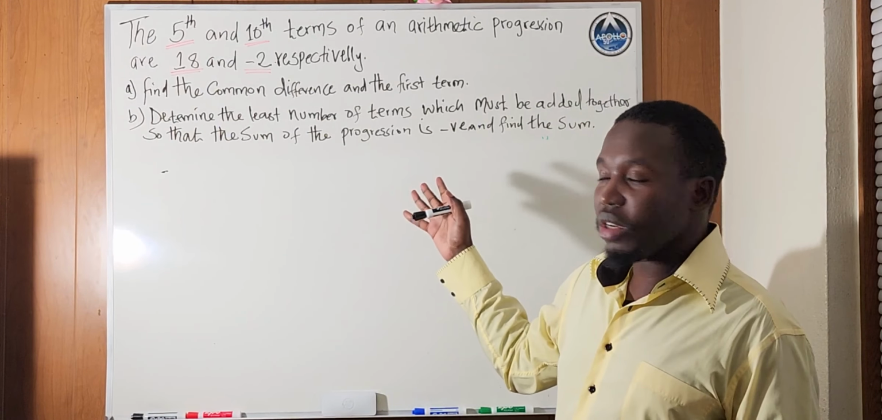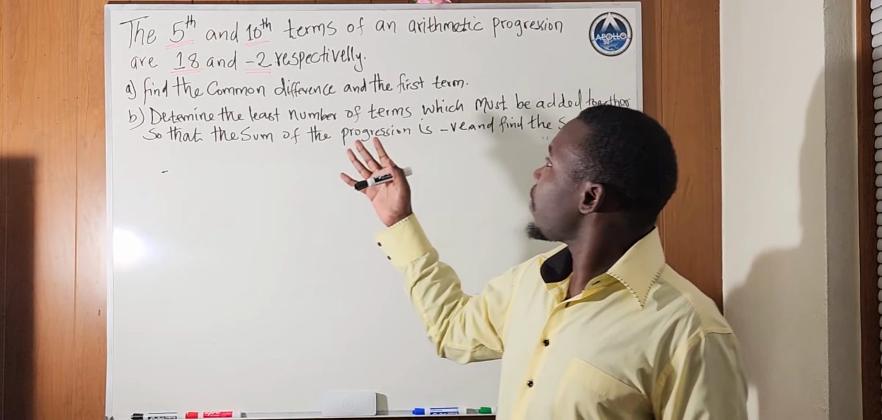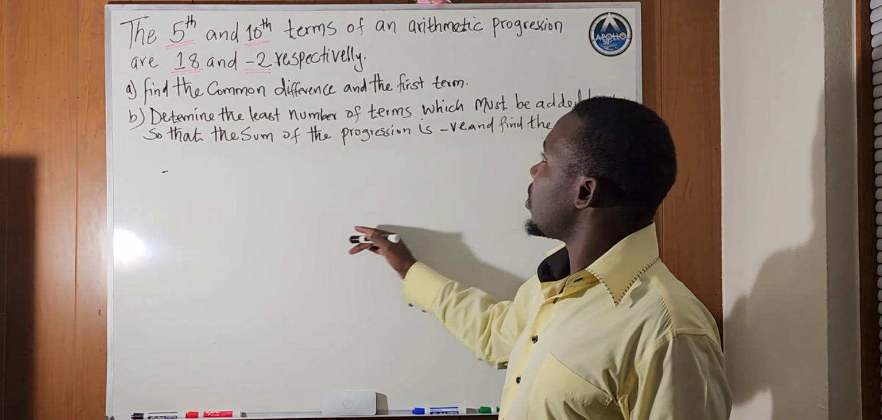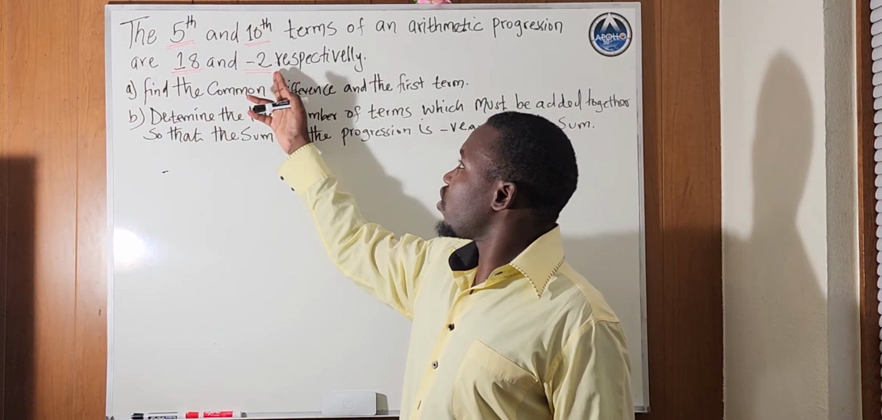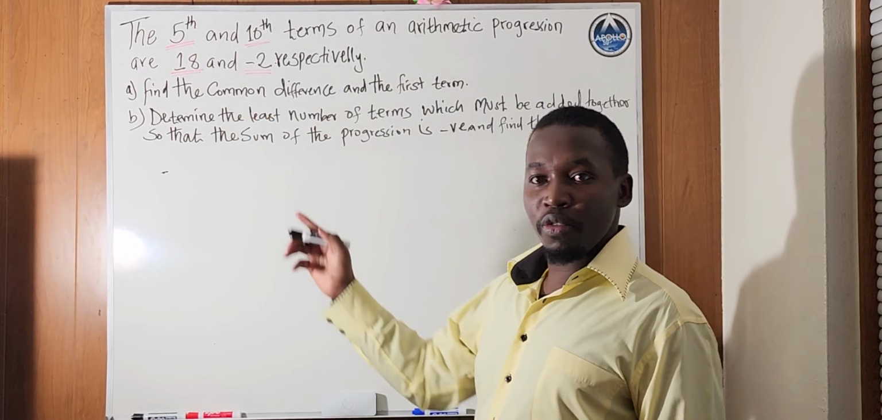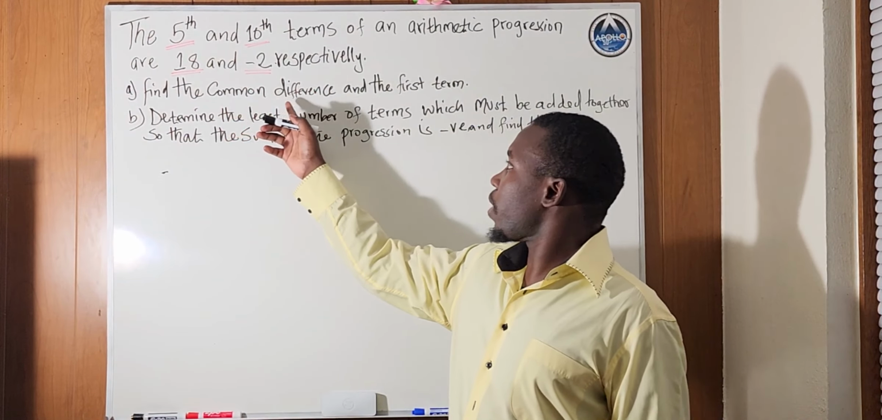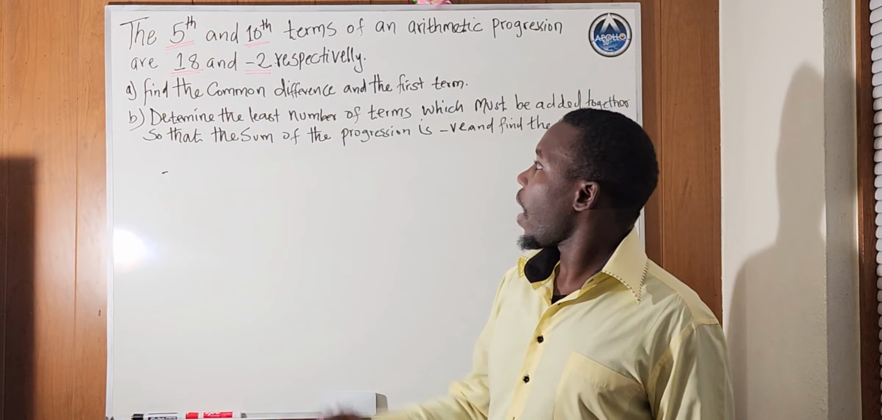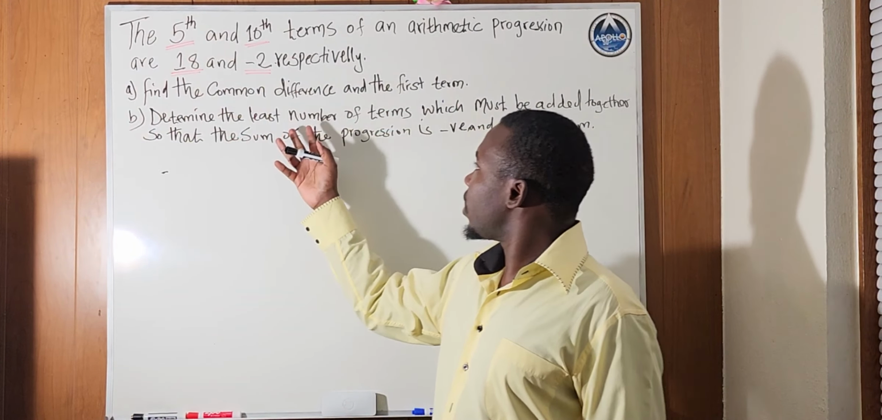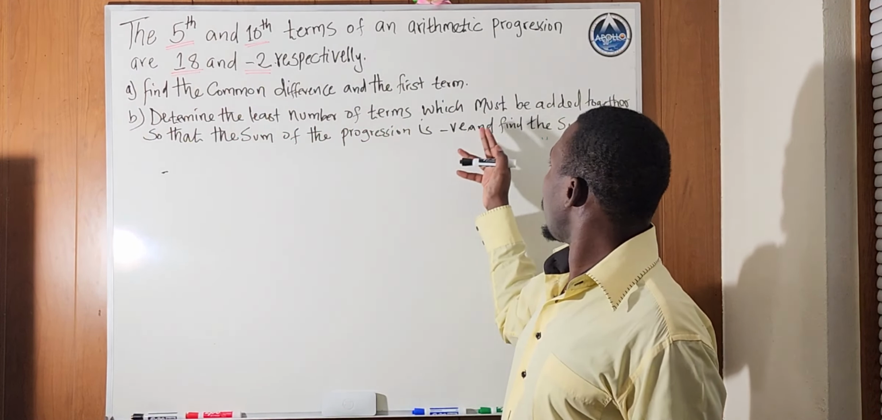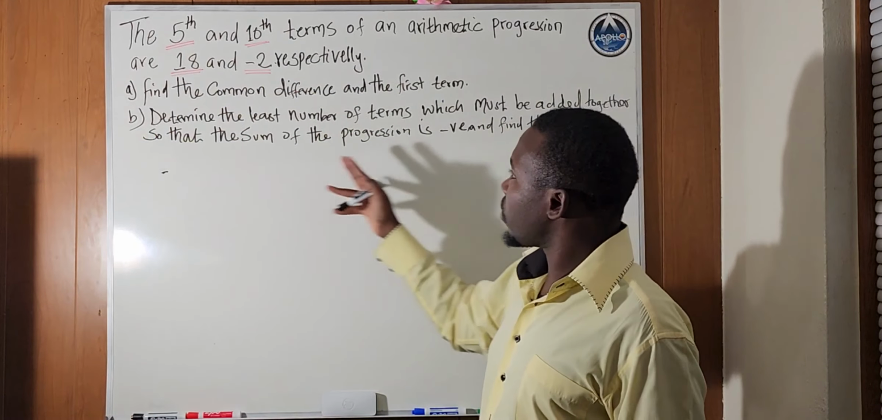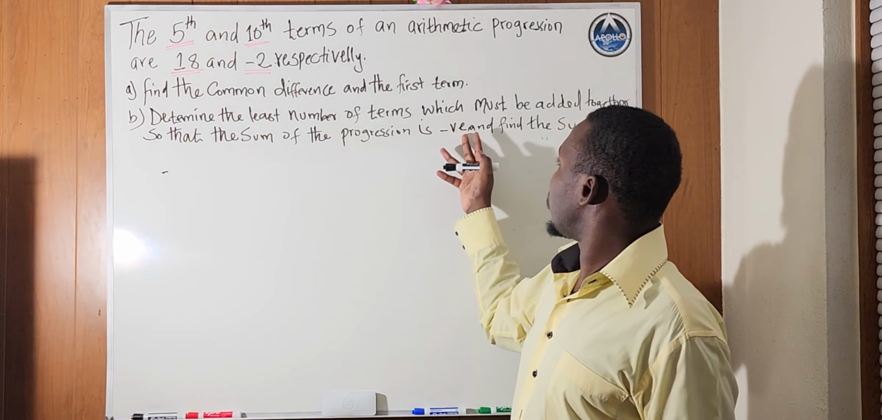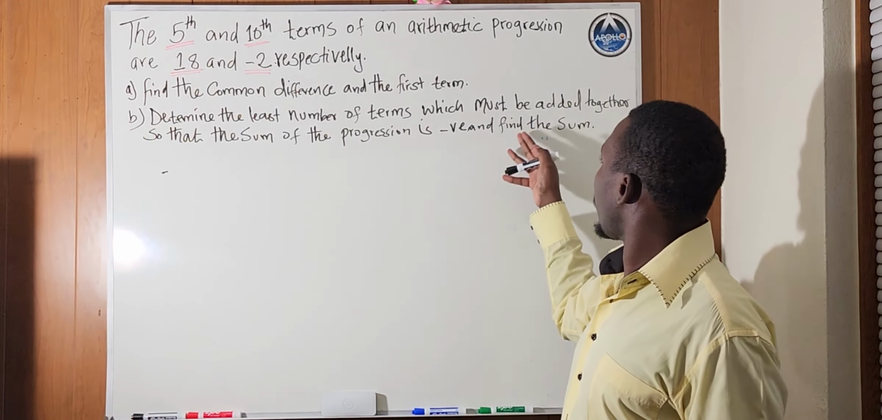This question says the fifth and the 10th terms of an arithmetic progression are 18 and minus 2 respectively. Part A asks us to find the common difference and the first term. And part B says determine the least number of terms which must be added together so that the sum of the progression is negative, and hence find the sum.